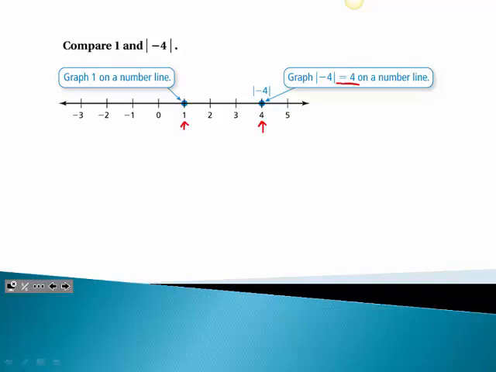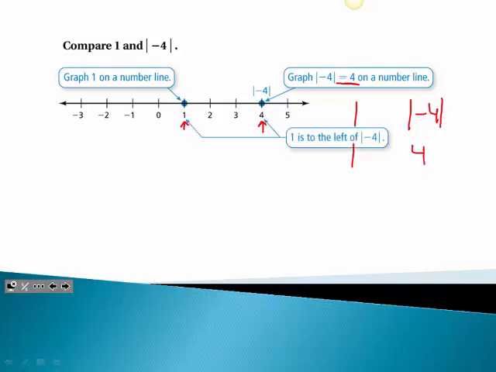Then we need to ask, okay, which one's bigger? Another way that I would do it is I would rewrite it. I need to compare 1 and the absolute value of negative 4, so I'd probably rewrite it as 1 and 4. And then I can just see, oh, okay, the 4 is bigger. So since the 4 is bigger, I would make this greater or less than sign. 1 is less than the absolute value of negative 4. All right? The greater end is facing the absolute value of negative 4.